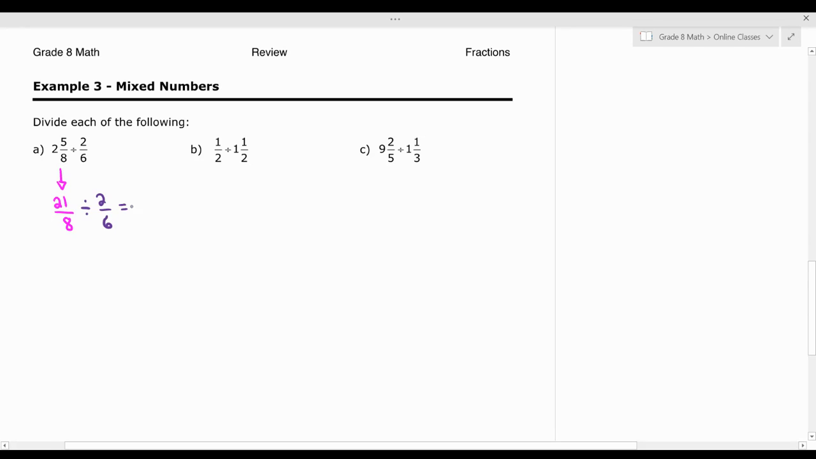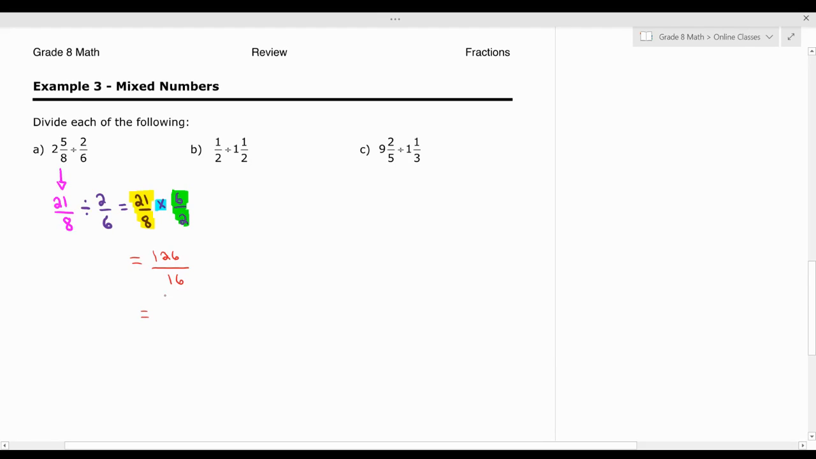I'm going to keep the first, so 21/8. I'm going to change this to multiplication. As soon as I do that, though, I have to then flip this because I have to multiply by the inverse. So that becomes 6/2. Now we just multiply. 21 times 6 will be 126, divided by 8 times 2 will give you 16.